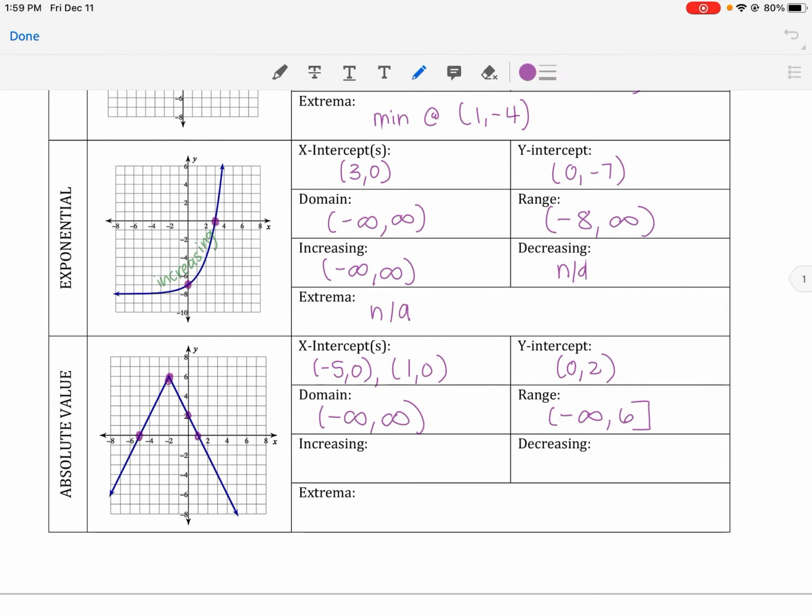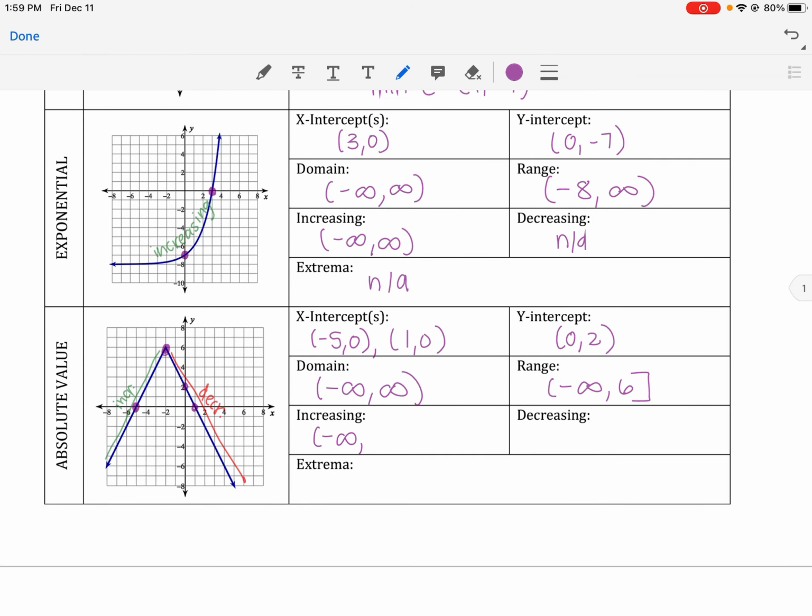Okay, let's look at increasing. As we go left to right here, it is going up, so it's increasing on that side. And then we have that vertex, and it turns down, so this part is decreasing. So we're looking at the x values. The increasing part is on the left side, so it goes all the way to the left, -infinity up until what x value is that vertex at?